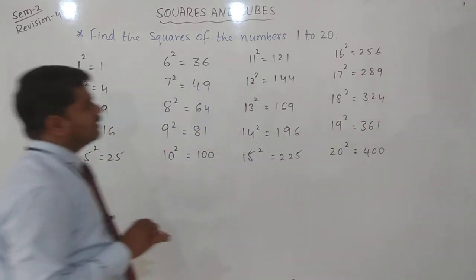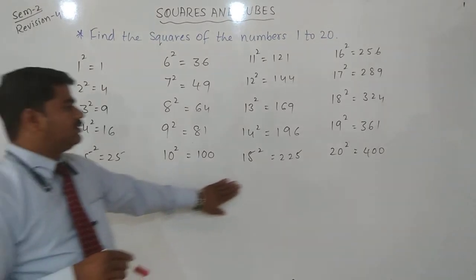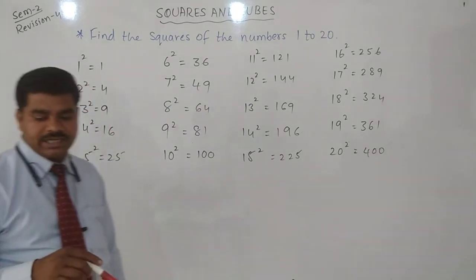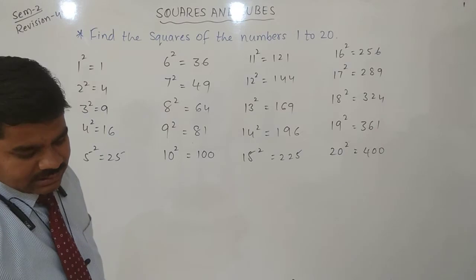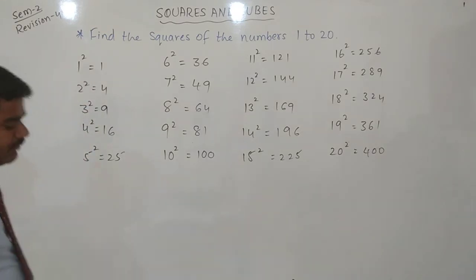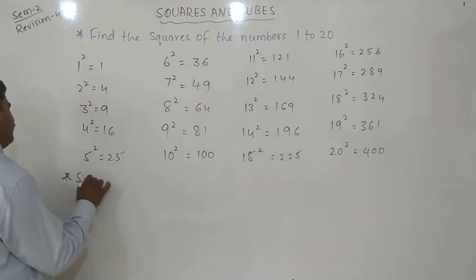These are the squares of the numbers 1 to 20. Write these neatly in your notebook. Write down and memorize it. Remember these numbers. You should not forget. And after this, we can solve some questions. Yes or no? Simplify. You know how to solve. Simplify.